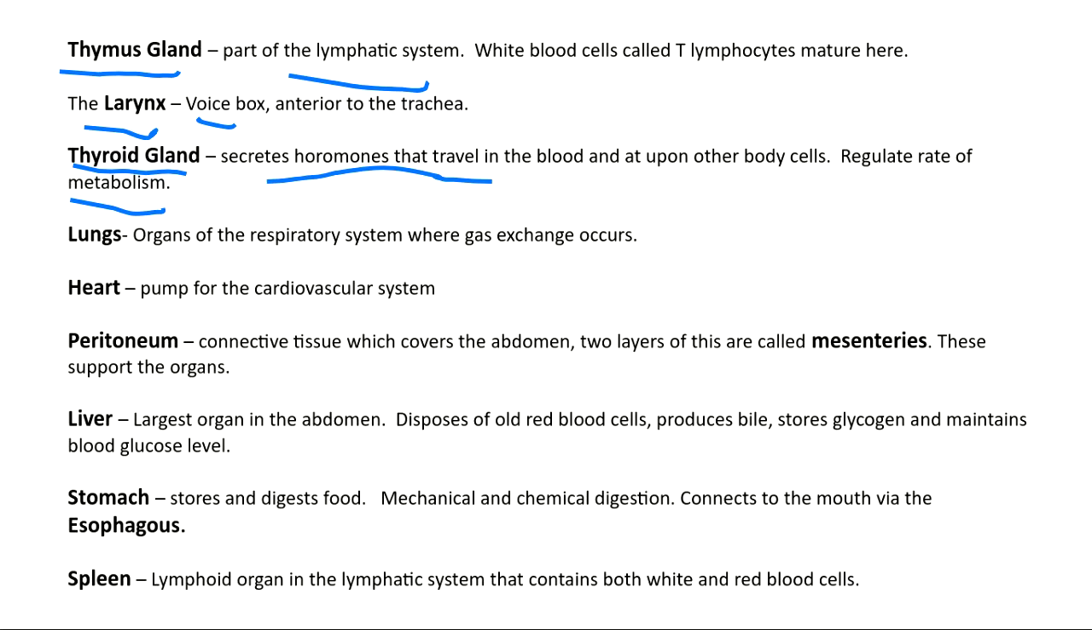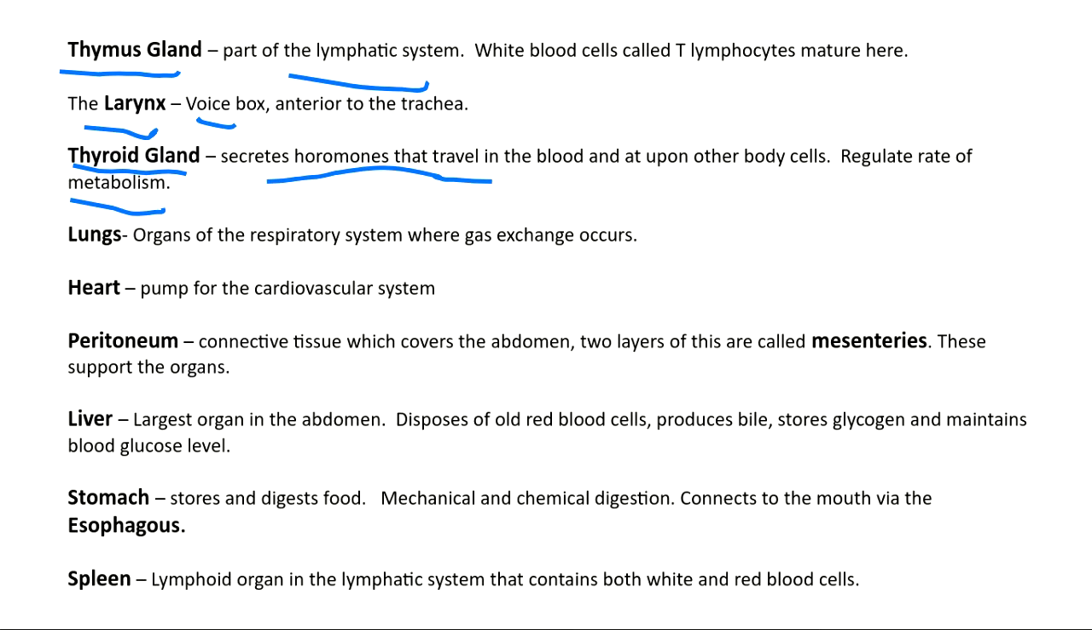Like, do you feel cold? Do you feel hot? Do you feel jittery? Do you feel calm? That sort of thing. So if there are problems with the thyroid gland, you have all sorts of symptoms like changes in temperature or changes in how calm you feel. Do you feel jittery or like going really fast or really lethargic?